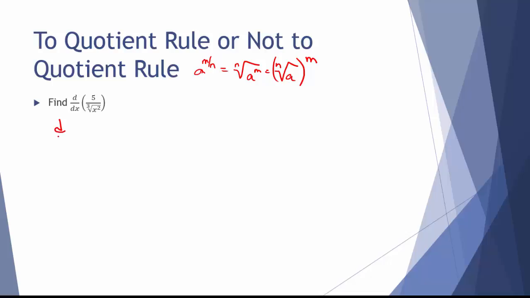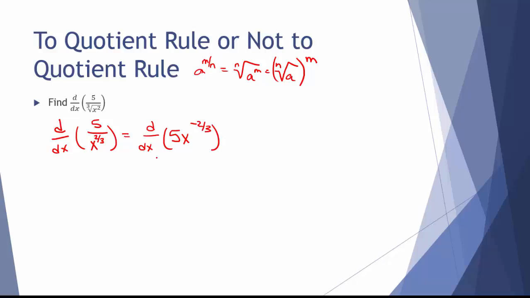So when we go to rewrite this, we get d dx of 5 over, 3 is your index, and 2 is the exponent. So this is the same thing as x raised to the what? That should be 2/3. So now we're looking at an example very similar to the one we just did. So you can use quotient rule on this. It's not incorrect to do so, but it's probably just a little bit faster to rewrite this as 5 times x to the negative 2/3 instead.